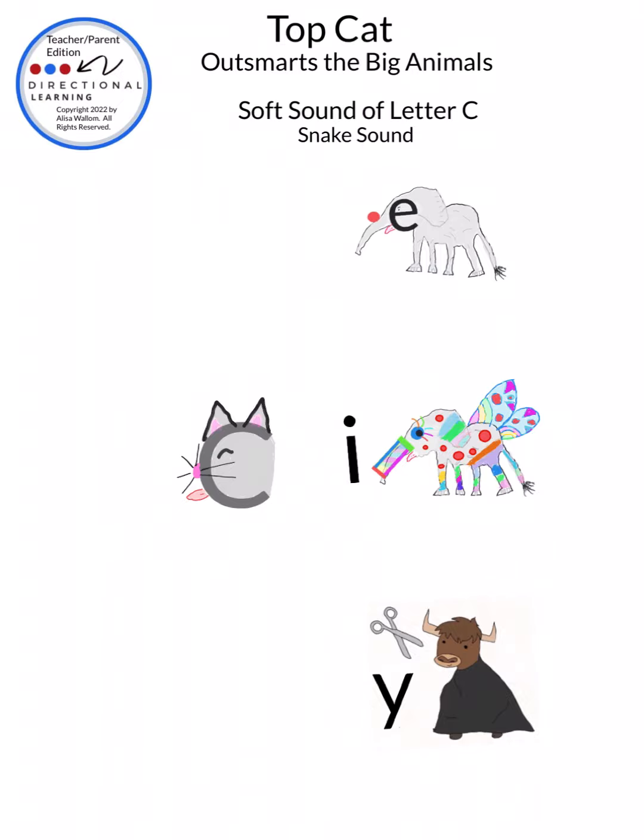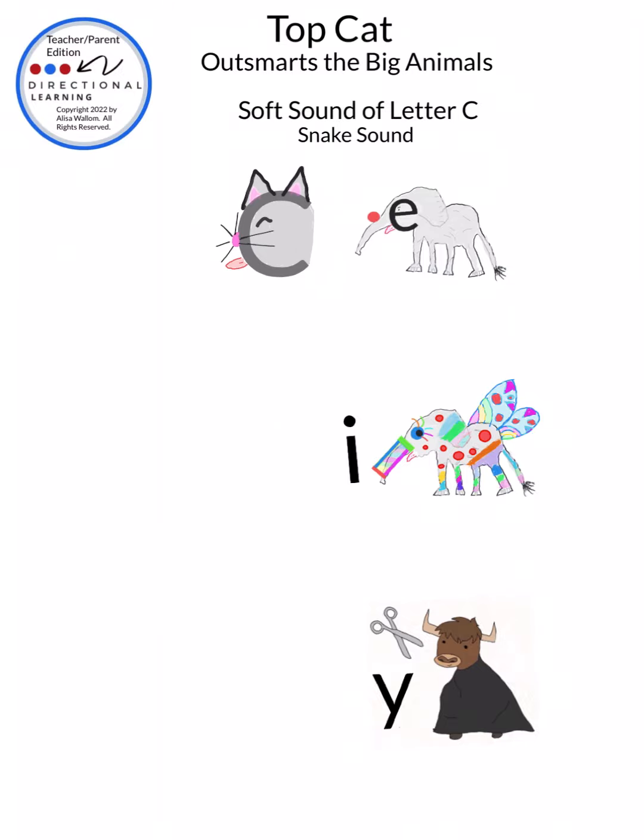And this is called the soft sound of letter C. I call it the snake sound because the cat's going to turn into the snake. Now notice that the cat is next to the elephant, the Indian elephant, and the yak.